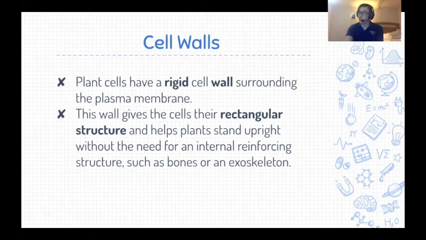Now, the first one that I want to mention is the cell wall. The plants have a rigid cell wall surrounding the plasma membrane. These cell walls usually give plant cells a more rectangular structure, and it allows them to stand upright without the need for anything else.